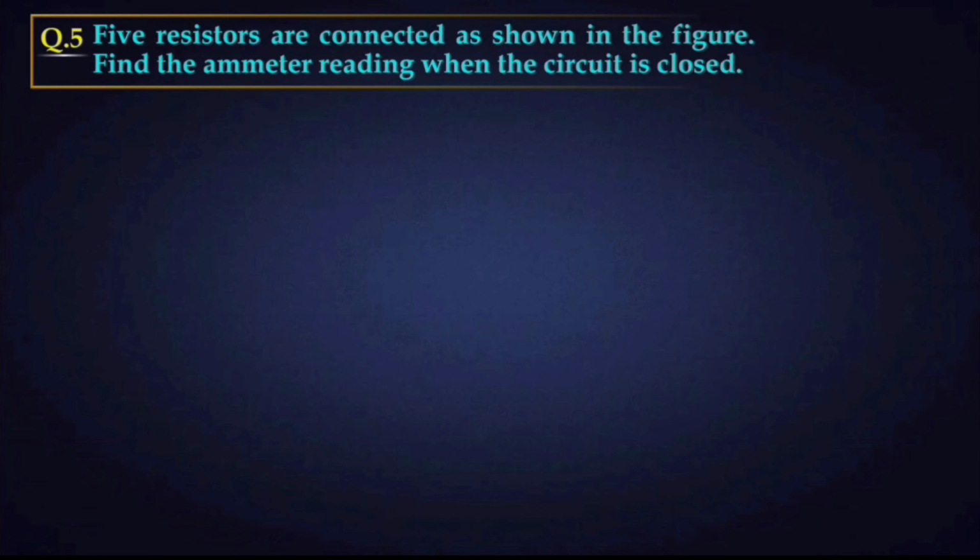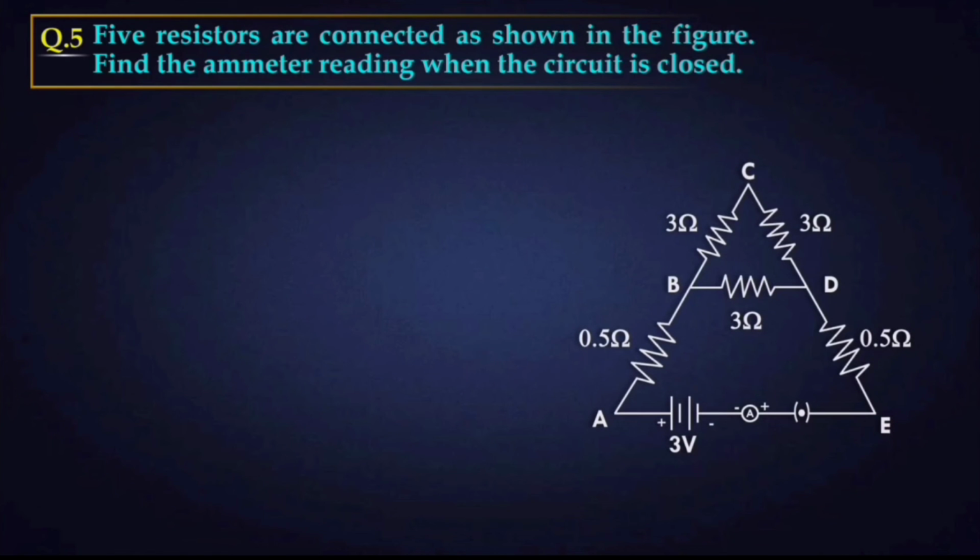Alright, now move to question number 5, the last question. 5 resistors are connected as shown in the figure. See the figure where 5 resistors are connected. Find the ammeter reading when the circuit is closed. Okay, this question is similar to question number 4 only.